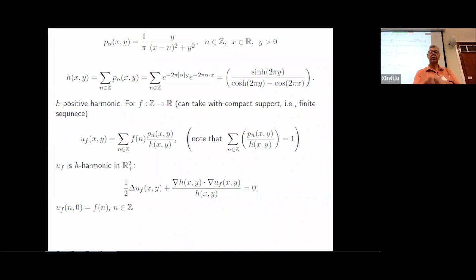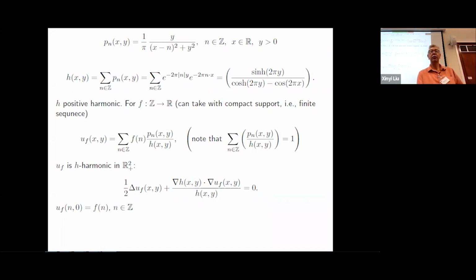Okay, so you see these are exponential sums. People in analytic number theory use something called Weil's theory to estimate exponential sums. So H is harmonic. You take F, which is now discrete, and you construct its harmonic extension in this way.